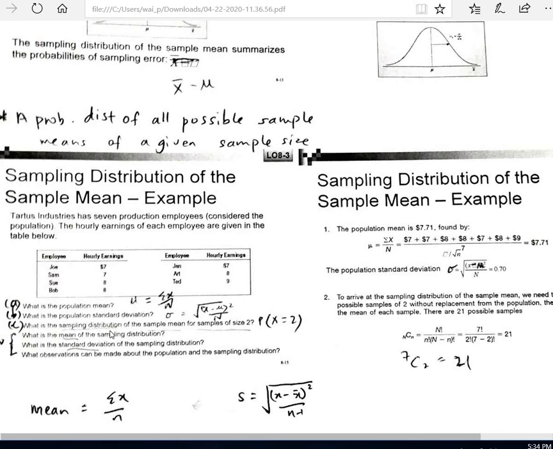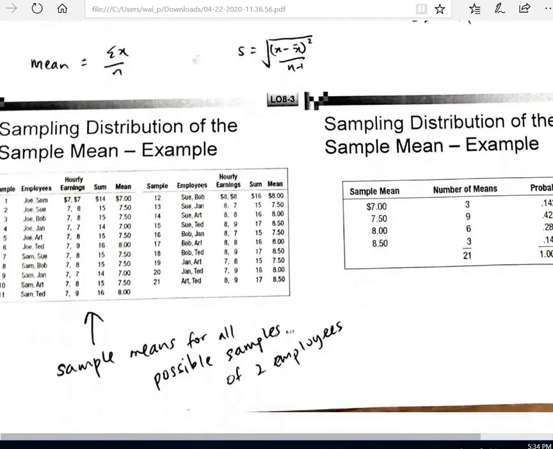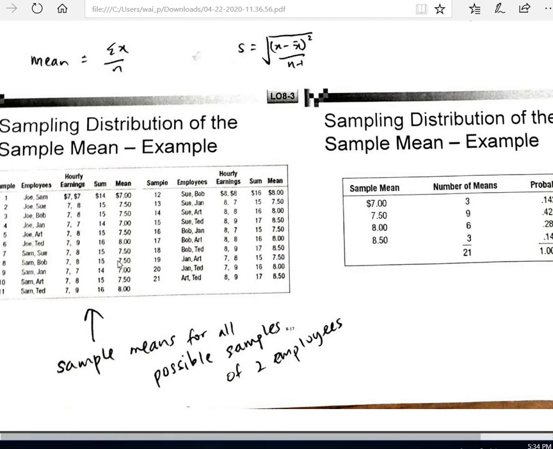Next, what is the sampling distribution of the sample mean for sample size 2? Which means that from these 7 employees, now I want to choose 2. So by using the combination formula, 7 combination 2 will get 21, which means that there are 21 possible outcomes. This is the sample mean for all possible samples of 2 employees. For example, Joe with Sam, Joe with Sue, Joe with Bob, Joe with Jen, and so on.